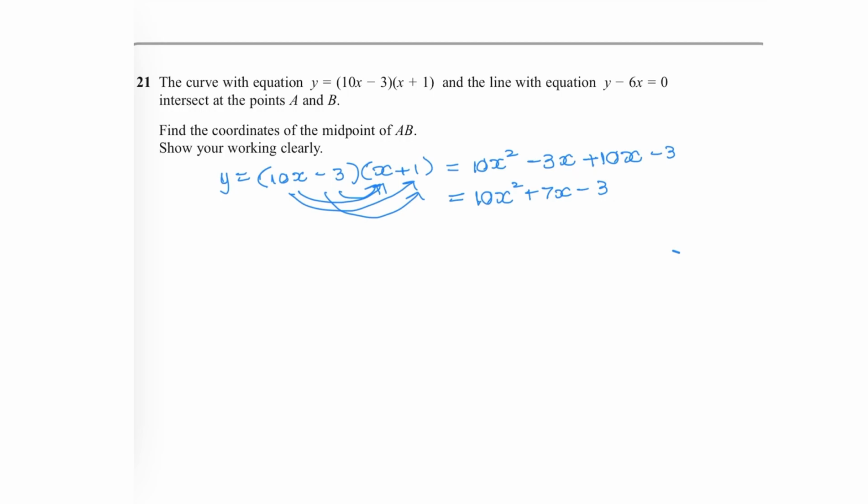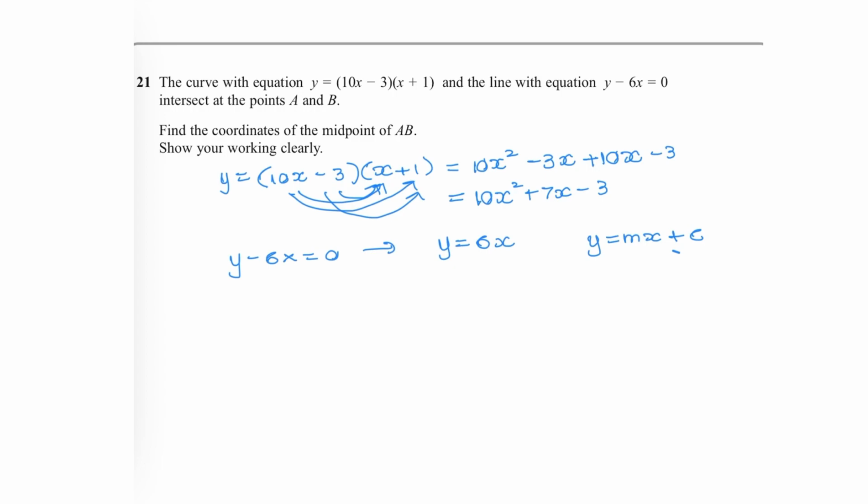From here, I also want to rewrite the equation of the line. It's given as y minus 6x is equal to 0, but I want to write it as y equals 6x. Why? Because then it's in the y equals mx plus c form, which is more understandable for most of us, right? So what are we going to do now?